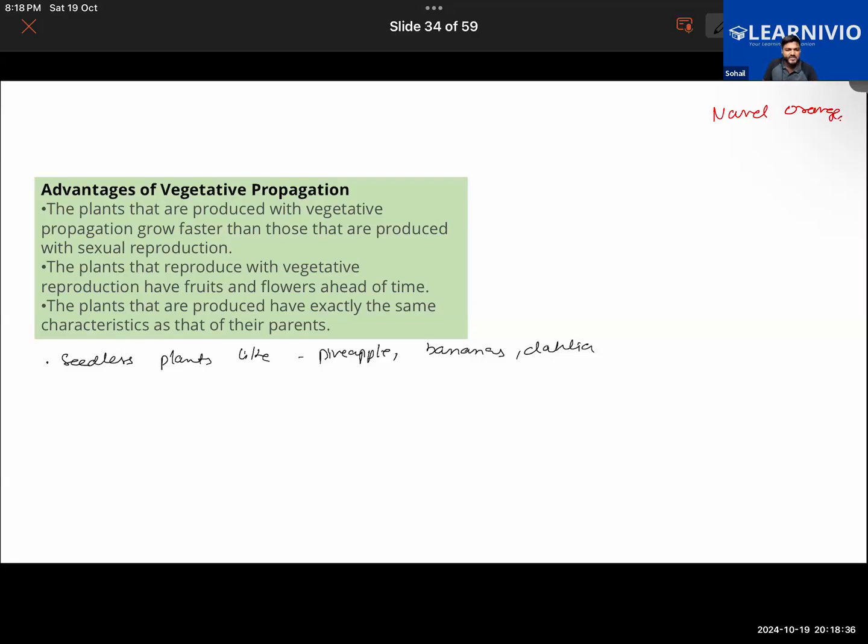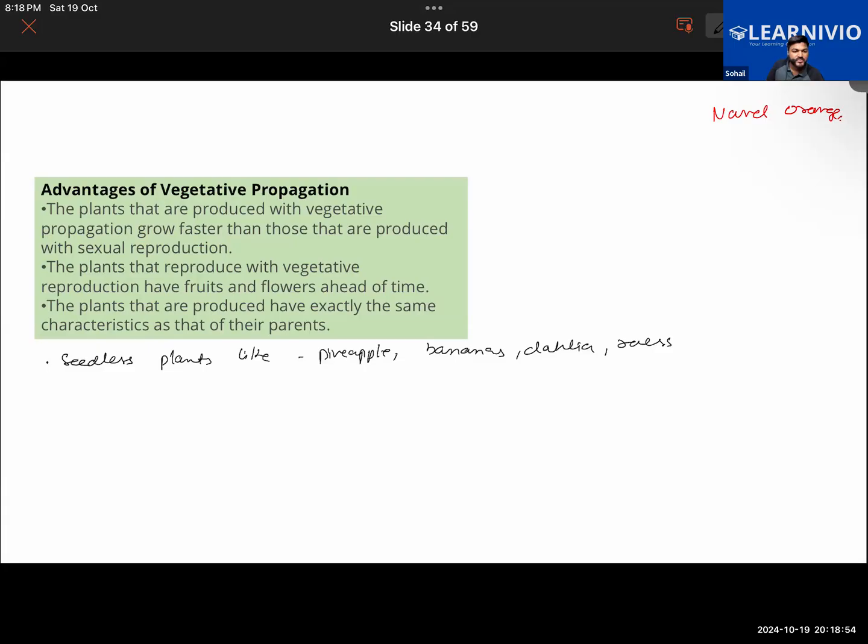Like for example, roses also. Rose can also be taken as such an example. It does not have any seed in it. It does not produce seeds. So roses, pineapple, banana, dahlia, right?